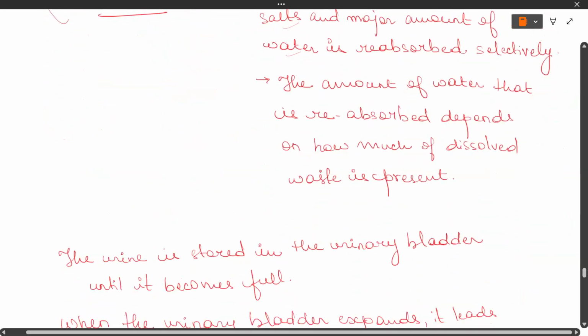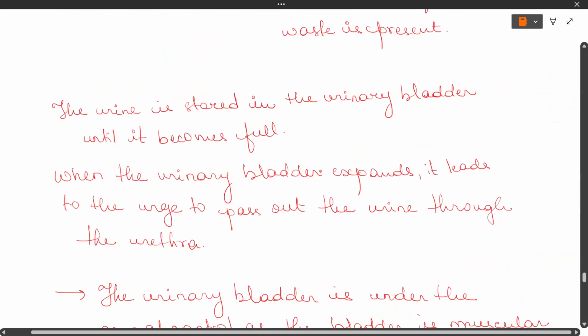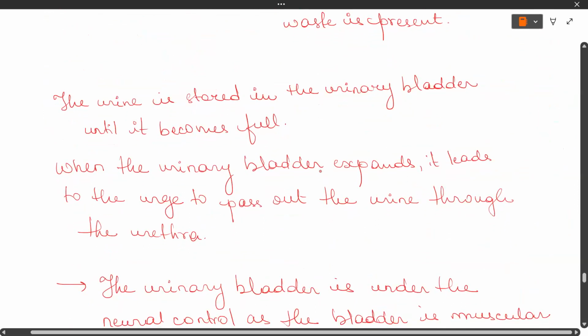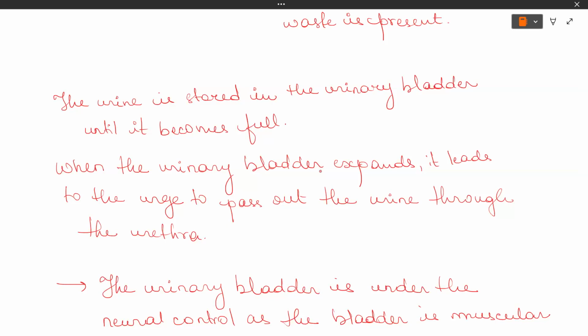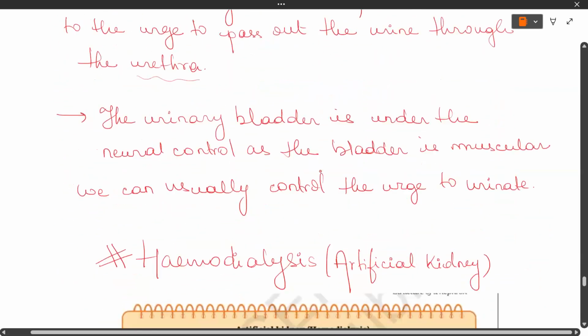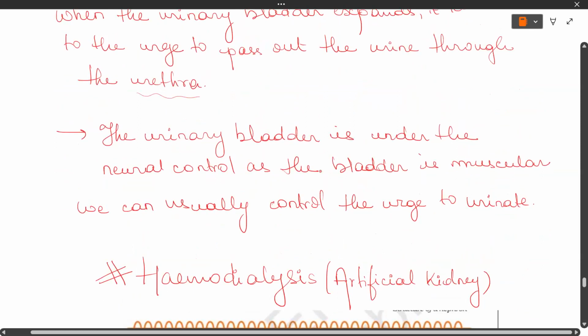Now moving forward, the urine is stored in the urinary bladder until it becomes full. As soon as the bladder becomes full, it expands, and then we have that urge to expel the urine out of our body. It happens through the urethra, that is your external opening. Now, this urinary bladder is under neural control.